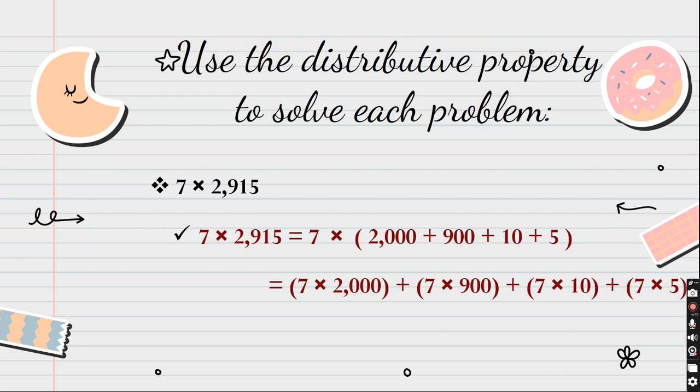And finally, 7 times 2000 equals 14,000 plus 7 times 900 equals 6,300 and 7 times 10 equals 70 and 7 times 5 equals 35. And add all the products: 14,000 plus 6,300 plus 70 plus 35 equals 20,405. So 7 times 2,915 equals 20,405.